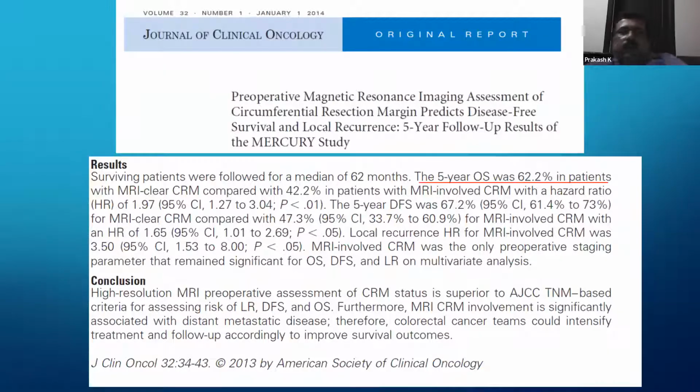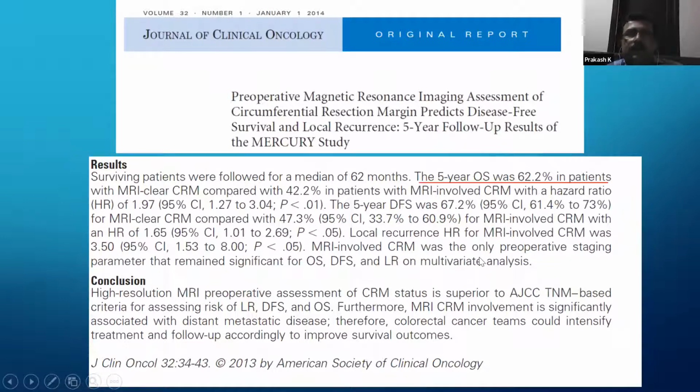And we all know that the MERCURY trial group have published their 5-year follow-up studies, with very impressive results. They have clearly demonstrated that with a median follow-up of 62 months, the overall survival in CRM negative patients was 62% versus 42% in CRM positive. So that much difference is there if you preoperatively identify these patients correctly and subject them to preoperative chemoradiation; their long-term results as well as the local recurrence results improve by close to 20-25% in this paper. And you can see that the local recurrence rate is also significantly less in such patients.